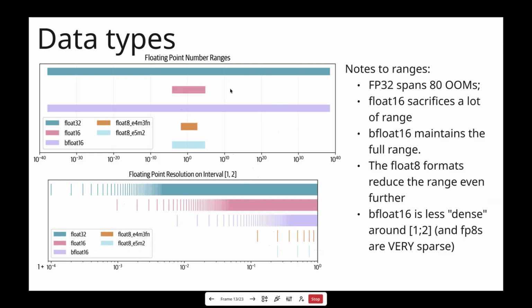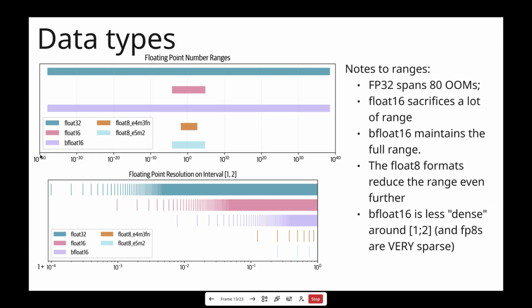Looking at the very top part of the plot, here you can see the range that different data types cover. Full precision, or FP32, spans 80 orders of magnitude. So it can represent effectively any number from 10 to the power of 40 to 10 to the power of minus 40. And obviously, we're not that interested in very big numbers.